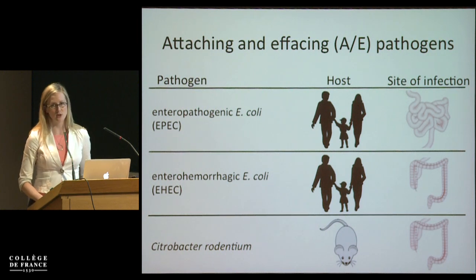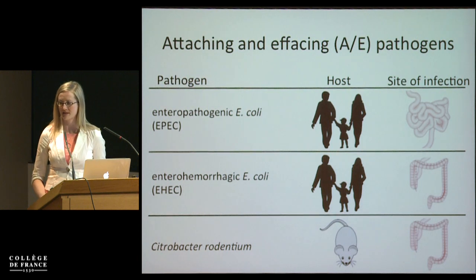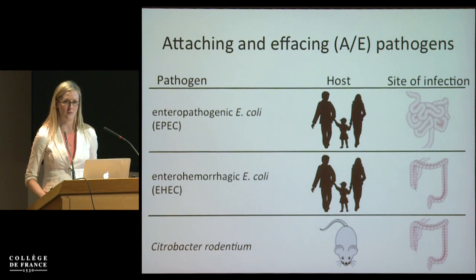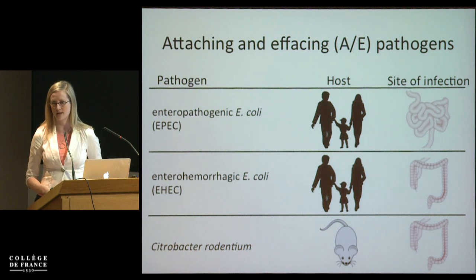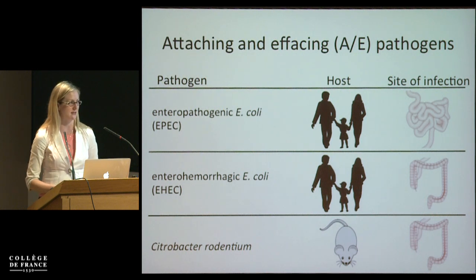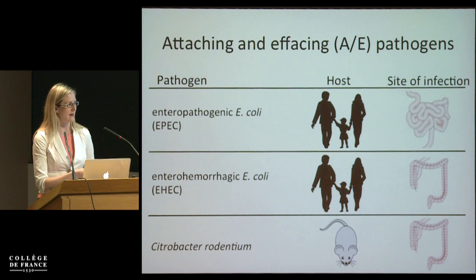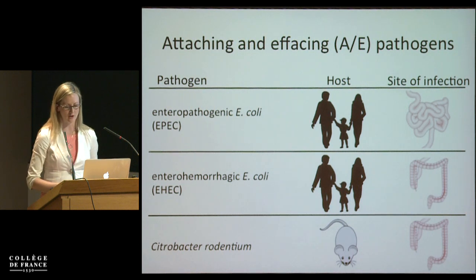So neither of these human pathogens infect mice very well, and so in order to model attaching and effacing pathogenesis in a mouse model, we use this organism Citrobacter rodentium, which is a natural pathogen of mice that also carries the LEE pathogenicity island, and like EHEC, it infects mainly the large intestine of its host.